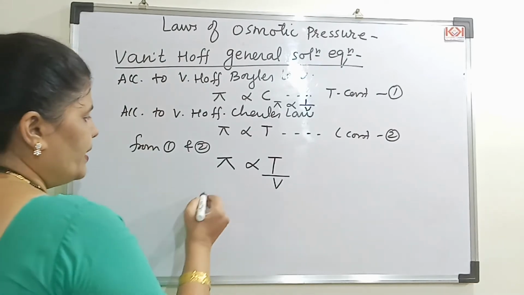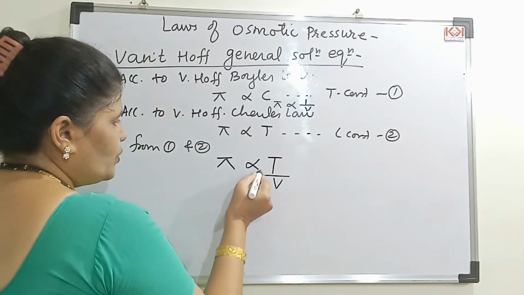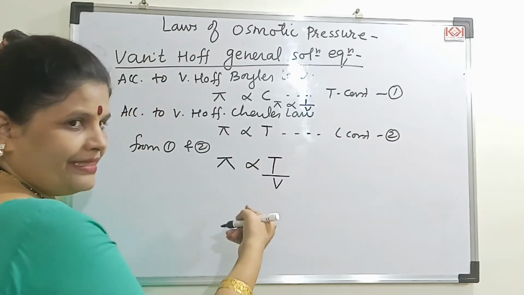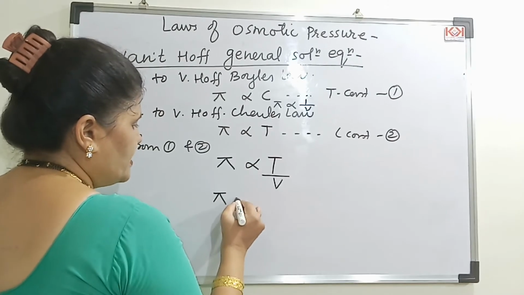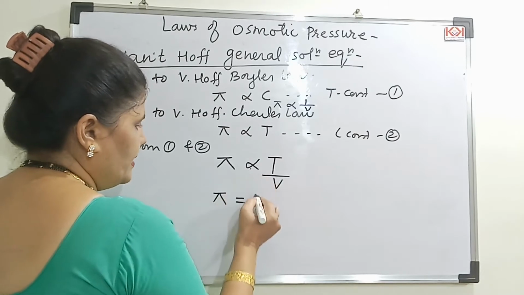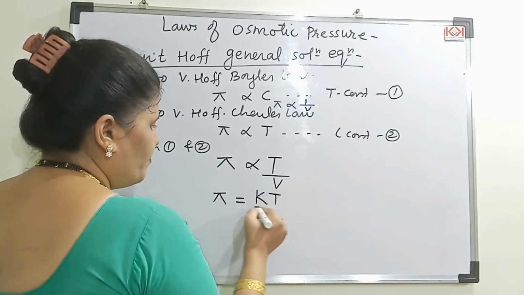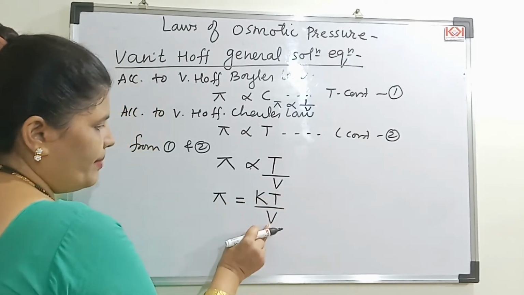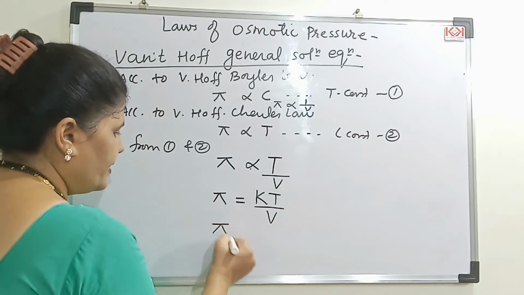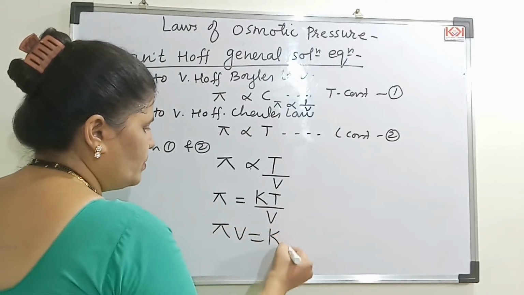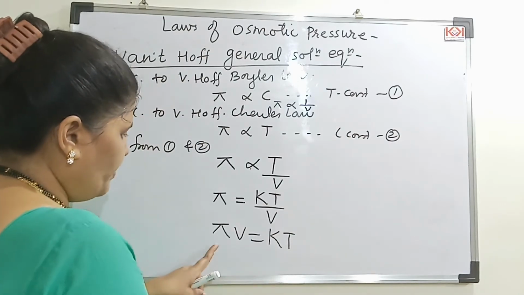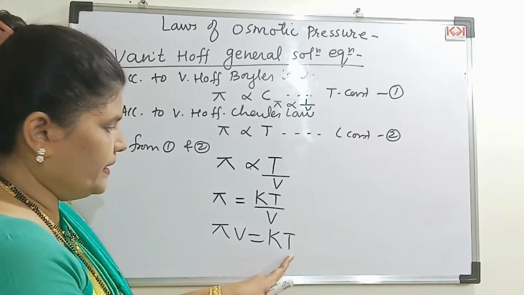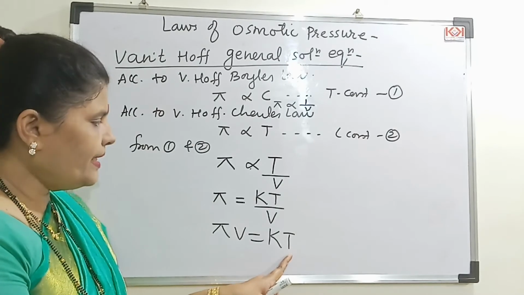Now if I want to rearrange this equation, or remove this, I can do it step by step. So here, pi is equal to, now I am replacing this, KT by V. If I bring this V to this side, I will get pi V is equal to KT. Now this reminds me of an equation, that is PV is equal to a constant into T. That is the ideal gas equation.